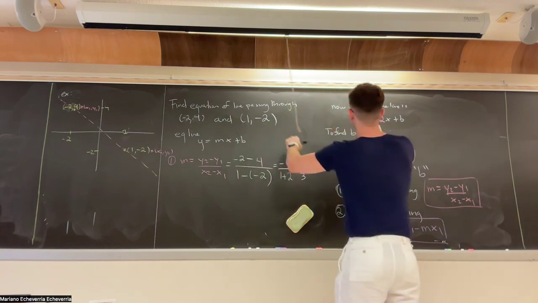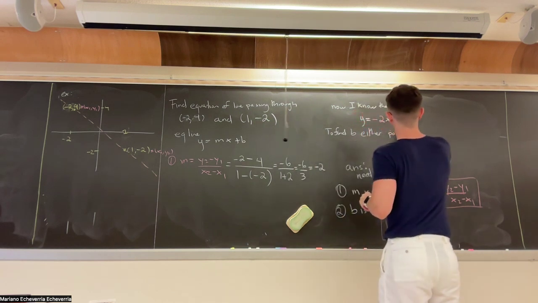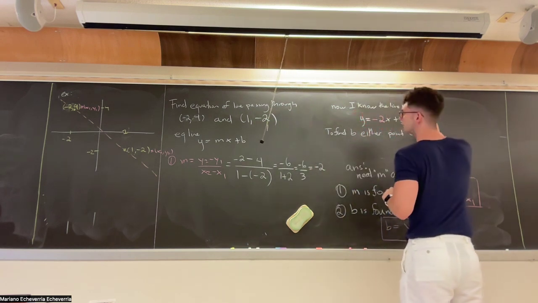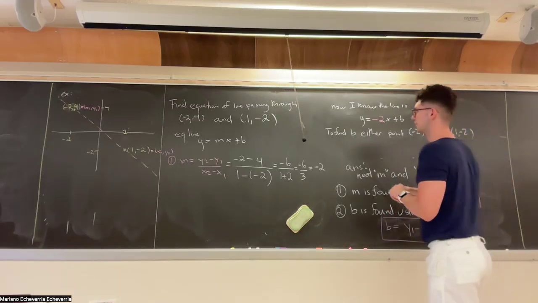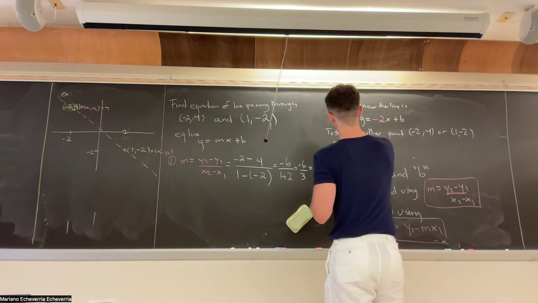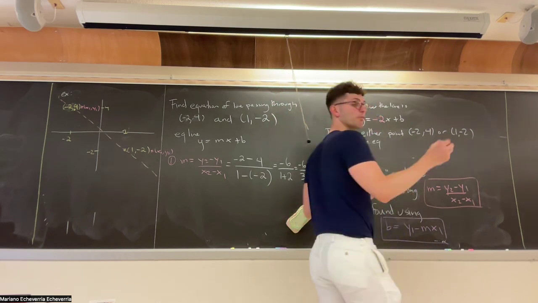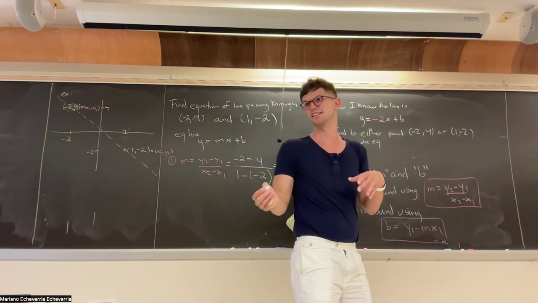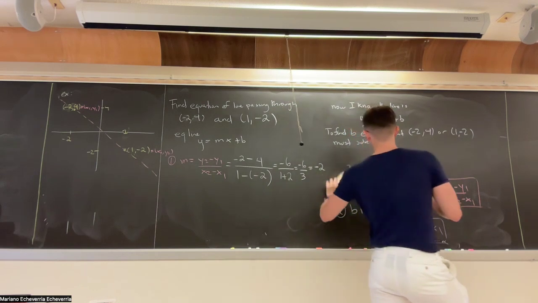So to find b, either point must satisfy this equation. Either point, -2, 4, or 1, -2, must solve the equation. So I'll do it for both so that you see that you actually get the same answer. It's good to do it at least once to see that it doesn't matter which one you chose.